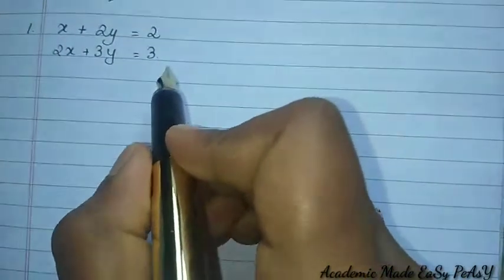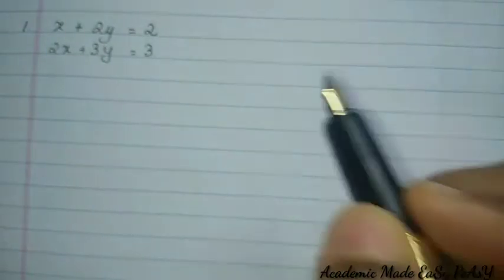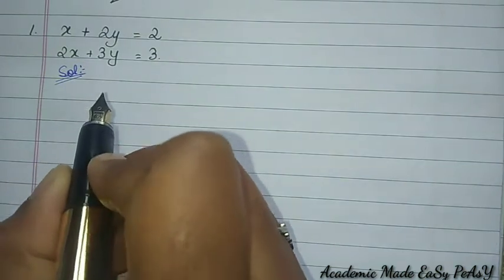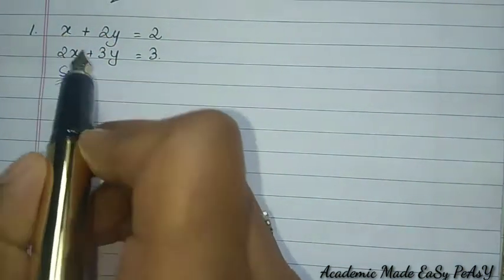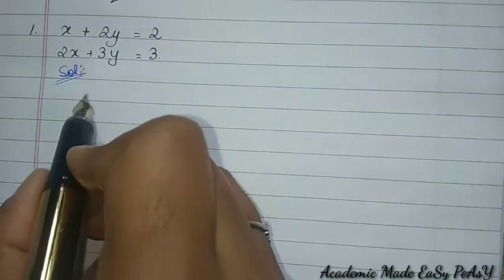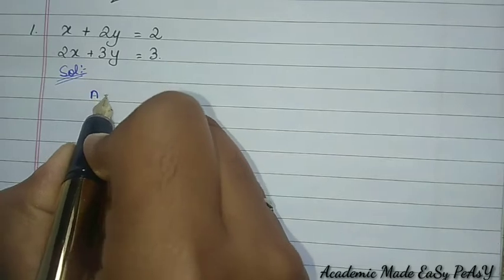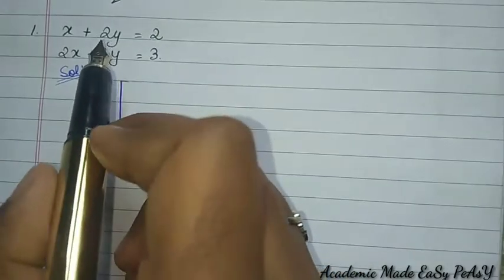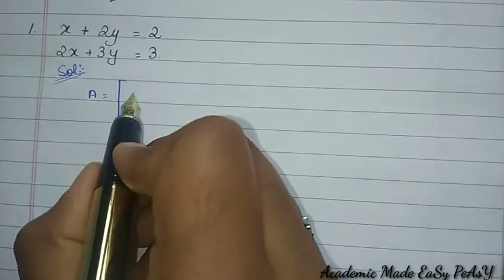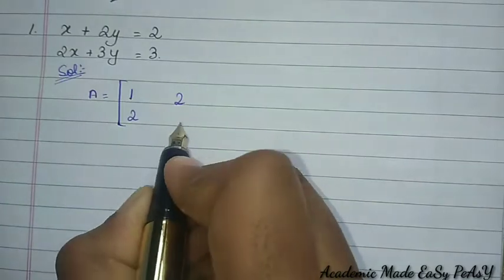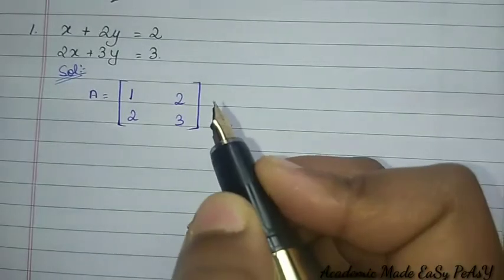Question 1. Two equations are given and we will be finding the consistency or inconsistency of these equations. So solution: first we will be writing the matrix form for this. Now I will be taking three matrices, that is A, B and X. My matrix A contains the coefficients of the variables: coefficient of x is 1 and 2, coefficient of y is 2 and 3. So this will be my matrix A.